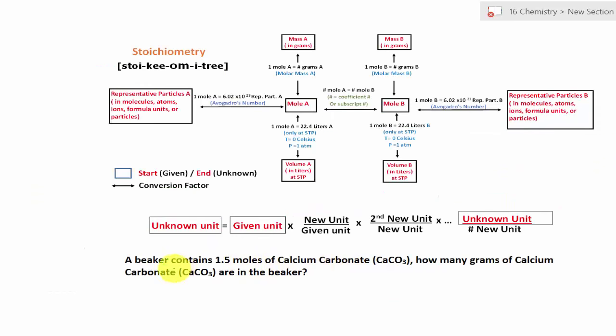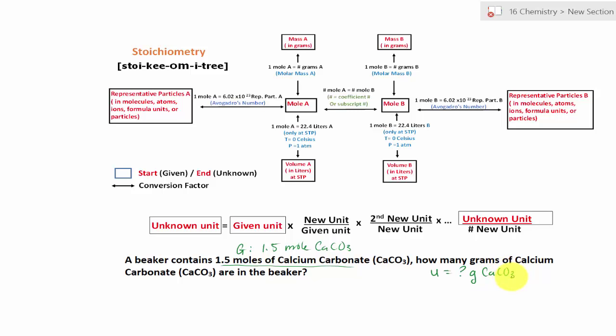In this problem, we have a beaker containing 1.5 moles of calcium carbonate. How many grams of calcium carbonate are in the beaker? So again, our given is 1.5 moles of calcium carbonate, so we can write that given equal to 1.5 mole of CaCO3. And what are we looking for? How many grams of calcium carbonate are in the beaker? So our unknown is equal to question mark gram CaCO3.